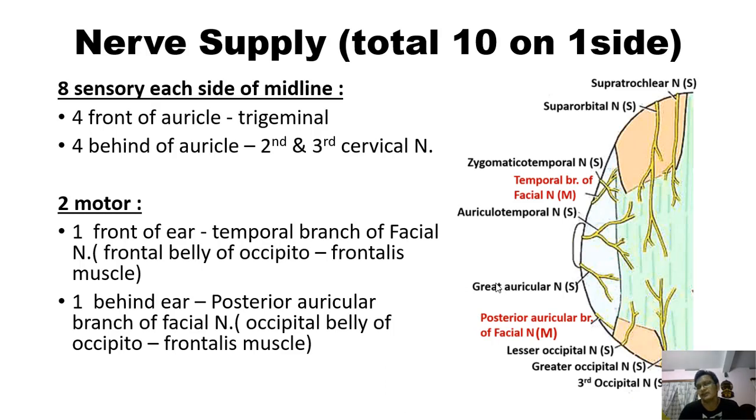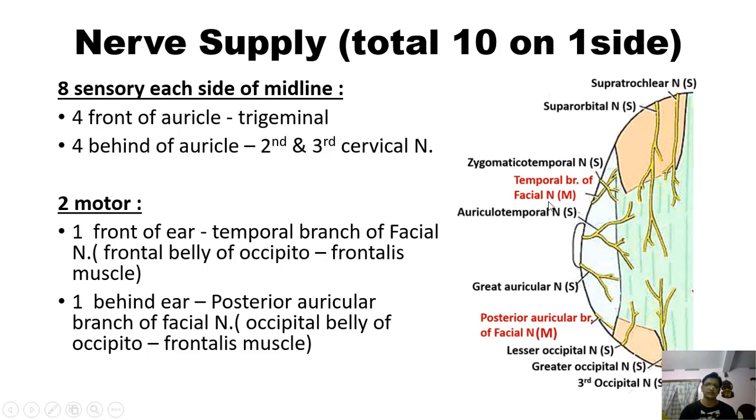So coming to the nerve supply, there are a total of 10 on one side. There are 8 sensory nerves on each side of the midline: 4 in front of the auricle, from the trigeminal branch, and 4 behind the auricle, from the second and third cervical nerves. 2 motor nerves are there, one in front of the auricle and one behind the auricle. Supratrochlear, supraorbital, zygomaticotemporal and auriculotemporal.